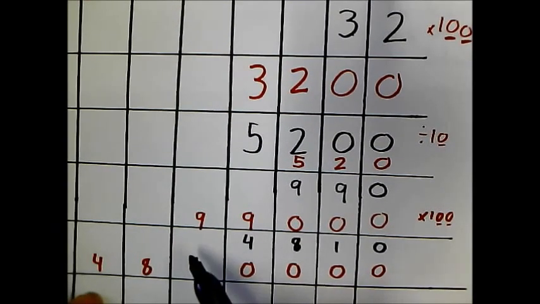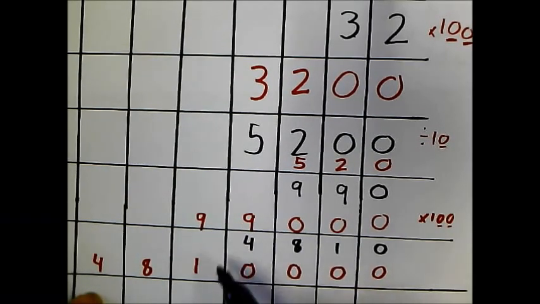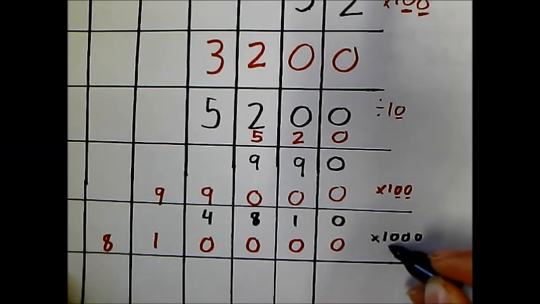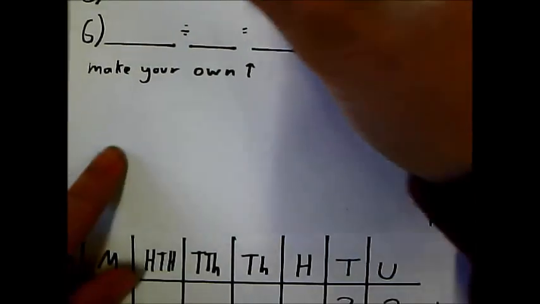So now I'm going to check how many columns my number has moved. So the 4 has moved 1, 2, 3. The 8 has moved 1, 2, 3. The 1 has moved 1, 2, 3. So they've all moved 3 places. So that means it's been multiplied by 1,000. Okay, because you've got the 3 zeros there. That says it's moved 3 columns along. So that's my answer. Multiply by 1,000.